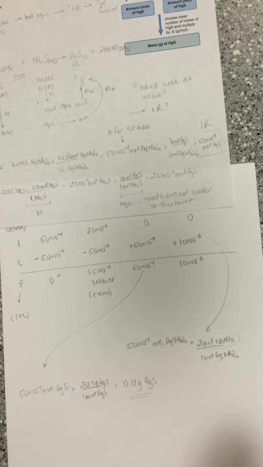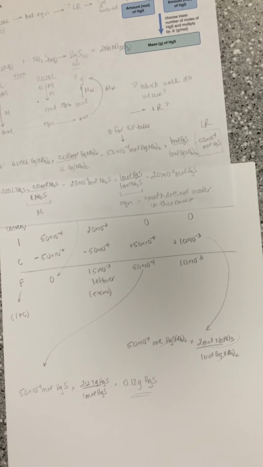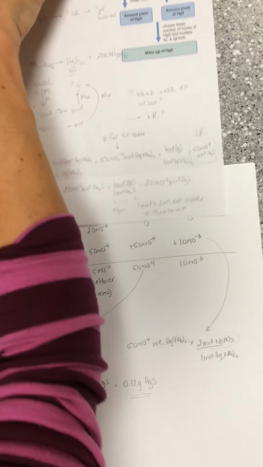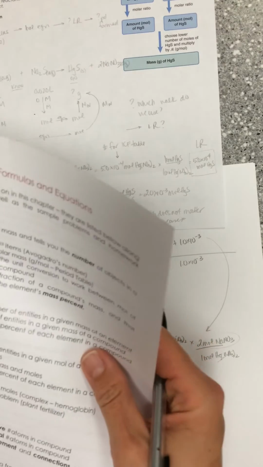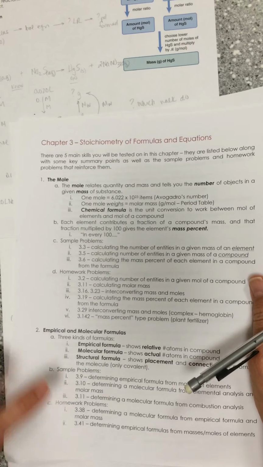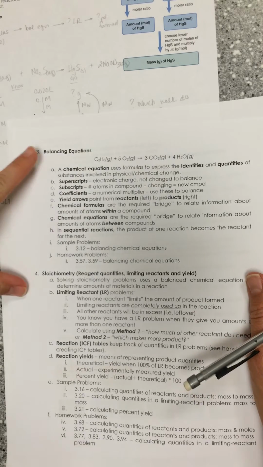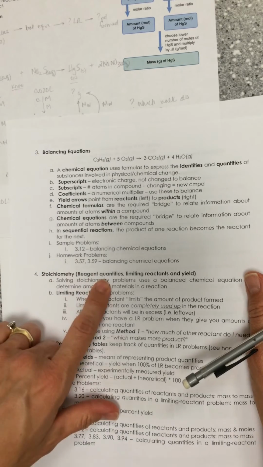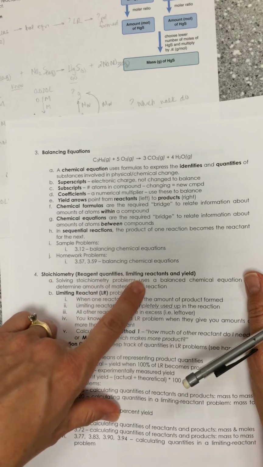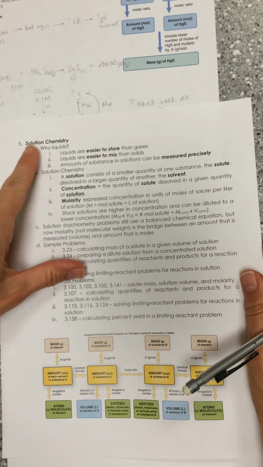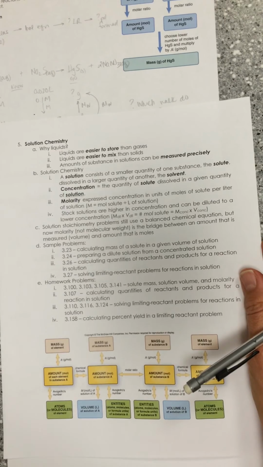And that is the last problem in Chapter 3. So again, to recap, skills that were important from Chapter 3, right? We had the concept of the mole, writing empirical and molecular formulas, balancing equations, stoichiometry, reagent quantities, product quantities, limiting reactants, calculating yield, and then the problem we just worked on was doing all of that within solution.